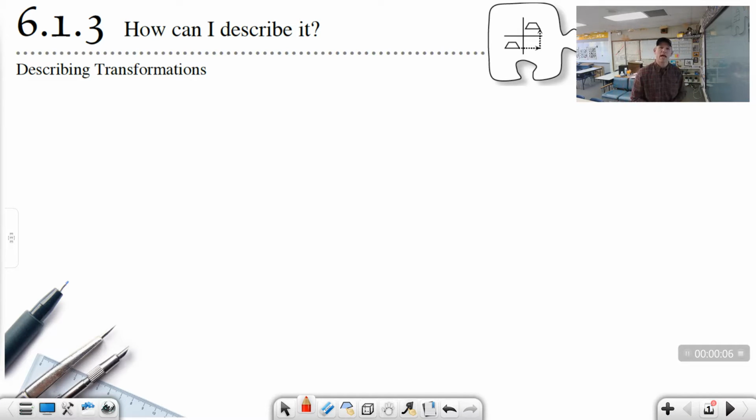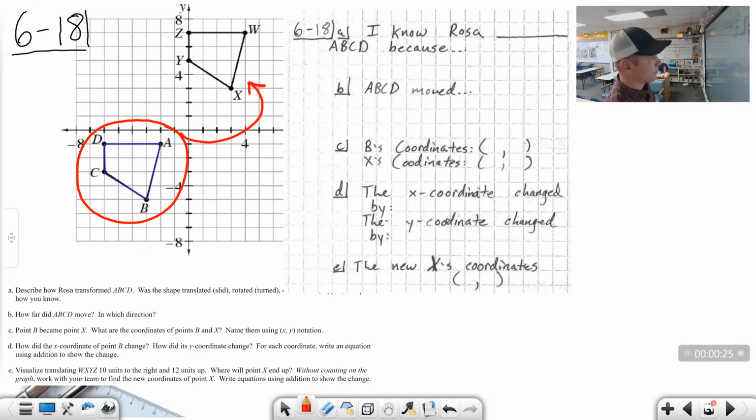How can I describe it? In the last two lessons we have been talking about slides, turns, flips, and what's happening to shapes when we do those three rigid transformations. Today we're going to work on describing what's happening to those shapes and paying attention to the coordinate grid as that happens. So here we go.